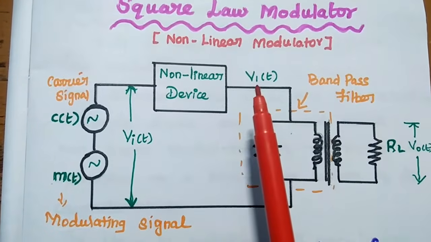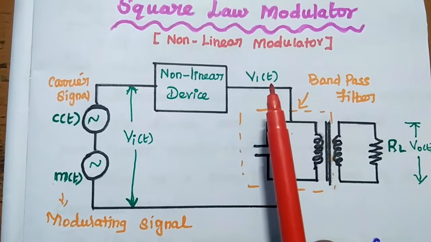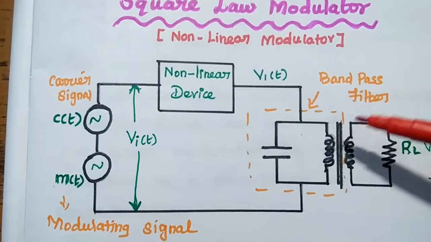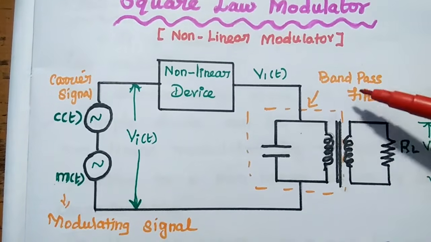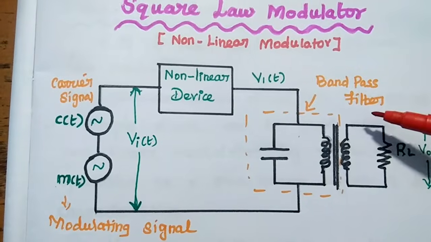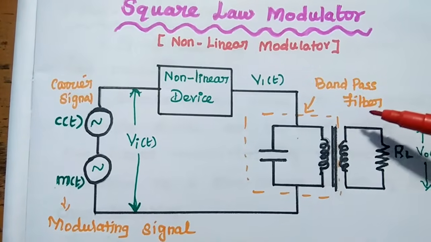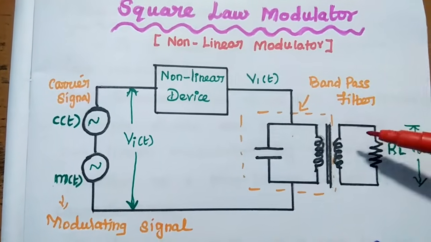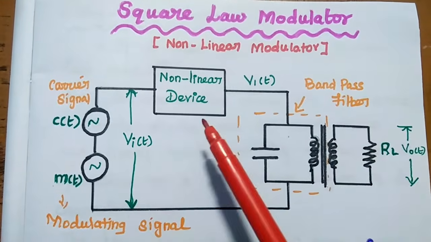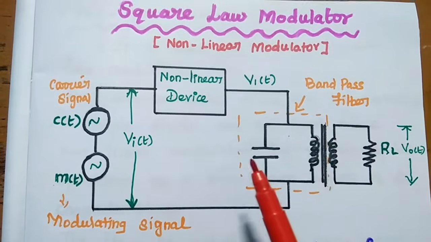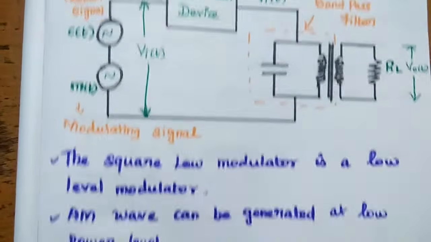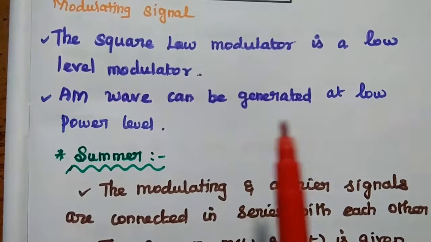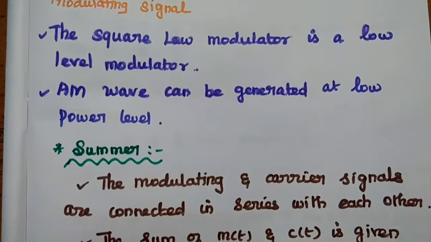The square law modulated signal is denoted as V1 of t. That signal is given as the input to the third stage, that is the band pass filter. In this band pass filter, we extract the desired signal to be transmitted. So these three are the important components used in the square law modulator. As I told you, it is a low level modulator, so it can generate the signal at low power level.